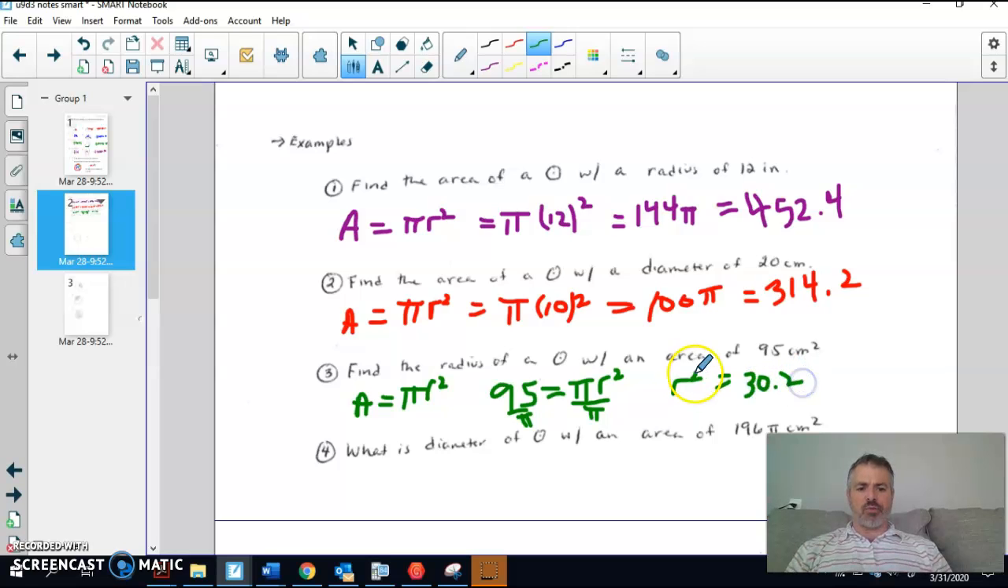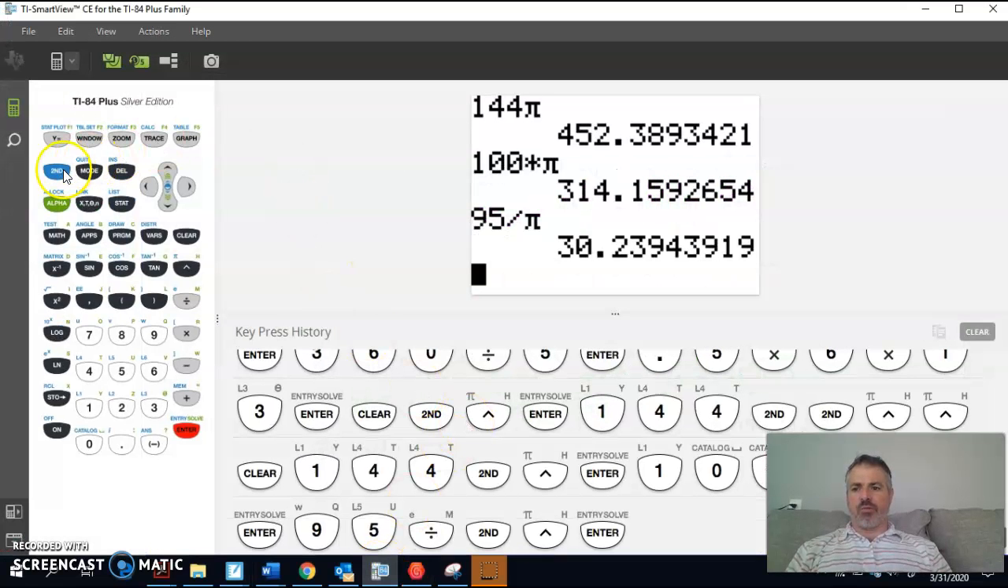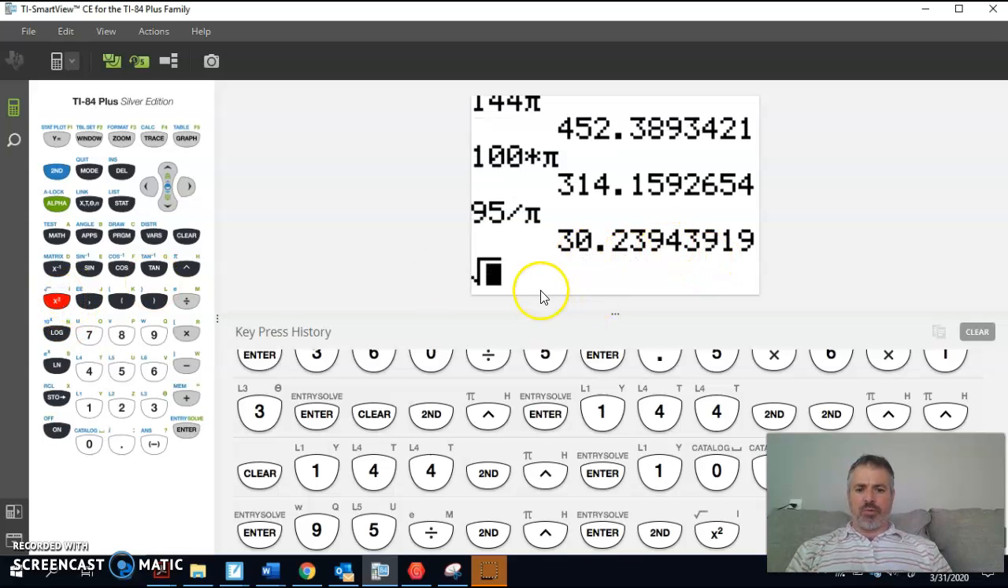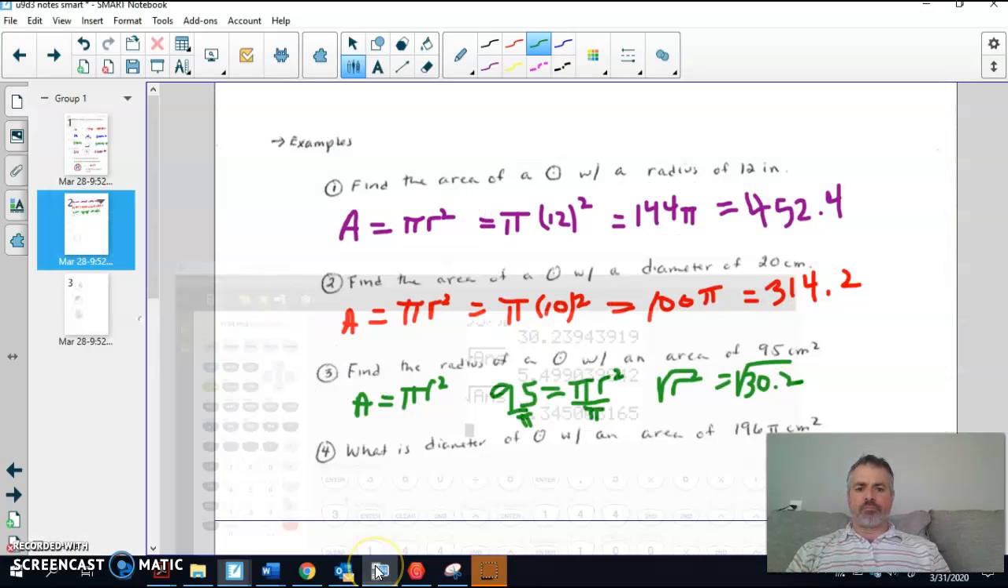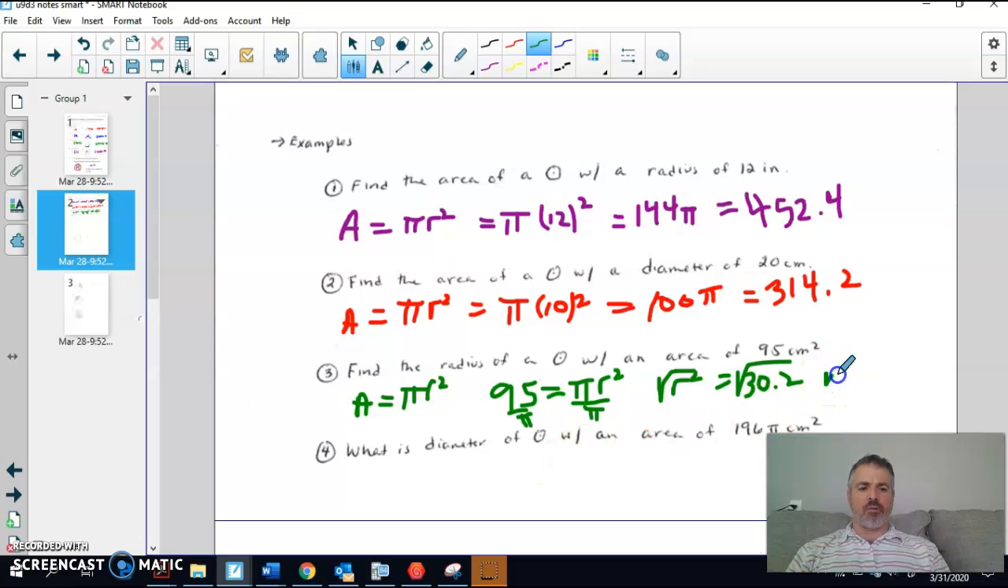So now in order to get rid of that little squared on there, I need to square root both sides. So I'm going to go to my calculator and do the square root of 30.2. So second, square root. And if I want to take this whole number and put it down under there, if you want to take the previous row, that's ANS. ANS is whatever was in the previous line. So I'm going to go second, put in ANS, and that takes whatever was in the previous line and puts it down there, and that's what I wanted. So I square root that, and I end up with 5.5. So r is equal to 5.5, and that's centimeters.